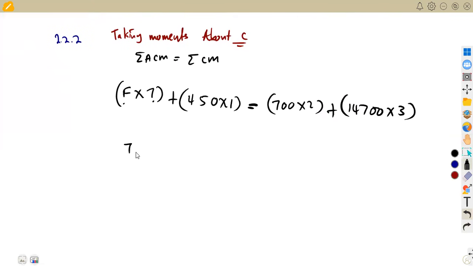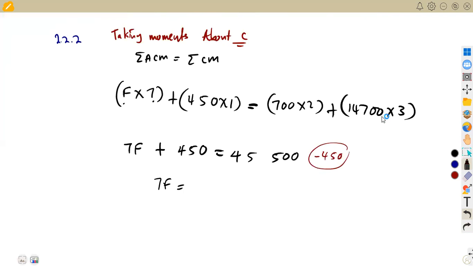F times 7, that is going to be 7F plus 450, which is equal to, combine this whole part here. You are going to obtain 45,500 in this case. Transpose the 450 to this side, it becomes what? A negative in this case if we transpose. So 7F is equal to, we are going to subtract 450 here. So if we subtract 450, we're going to obtain 45,050.